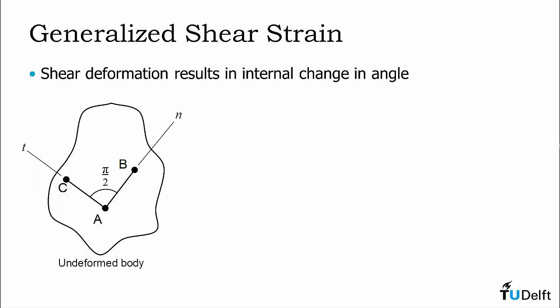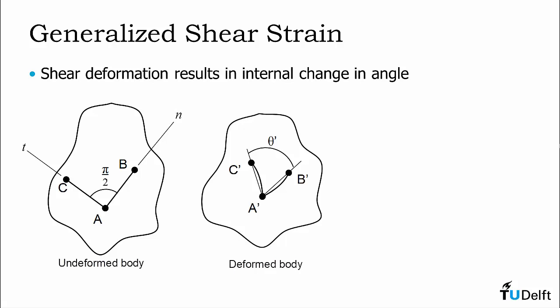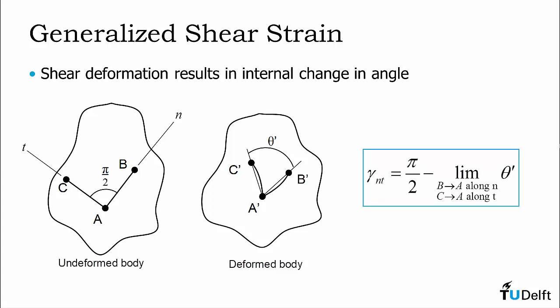We can generalize our definition for shear strain by considering the arbitrary deformable solid pictured here in the undeformed state. If we take two orthogonal line segments, AC and AB, that have an initial angle of pi over 2 radians, or 90 degrees, between them, and we consider that the direction of line segment AB is in the n direction, and the direction of line segment AC is in the t direction, and then we subject this to loading, which causes shear, what we see is the angle between line segment AC and AB will change. In this instance, the angle became smaller and became the angle theta prime. Now we can define our shear strain in the NT coordinate frame as pi over 2 radians minus theta prime in the limit as point B approaches point A in the direction of N, and as point C approaches point A in the direction of T. This will give us the shear strain in the NT plane.